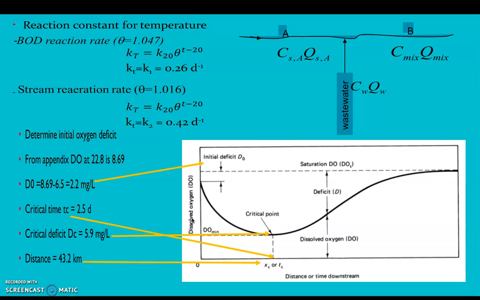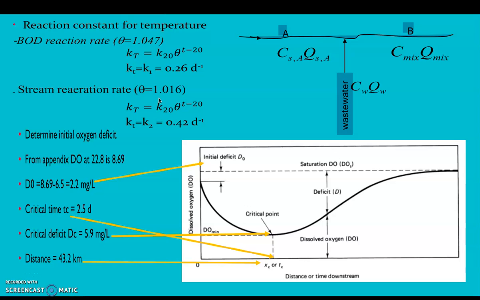Okay, for K1, we calculate it using the Van't Hoff Arrhenius equation. So we insert the temperature value 22.8 here, using theta equals 1.047. You will get K1 is actually 0.26. This is the condition at point B. For K2, we use the same equation, where theta is 1.016. You replace theta and temperature 22.8, and then you get the value of K2 equal to 0.42.